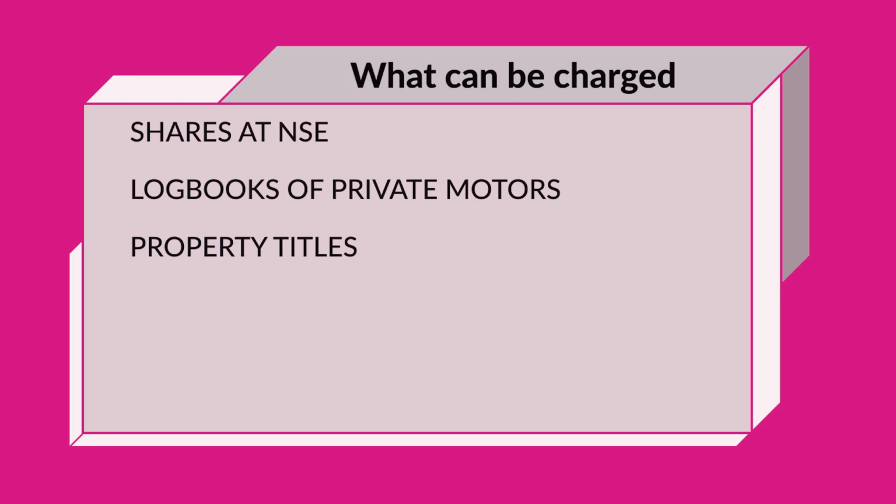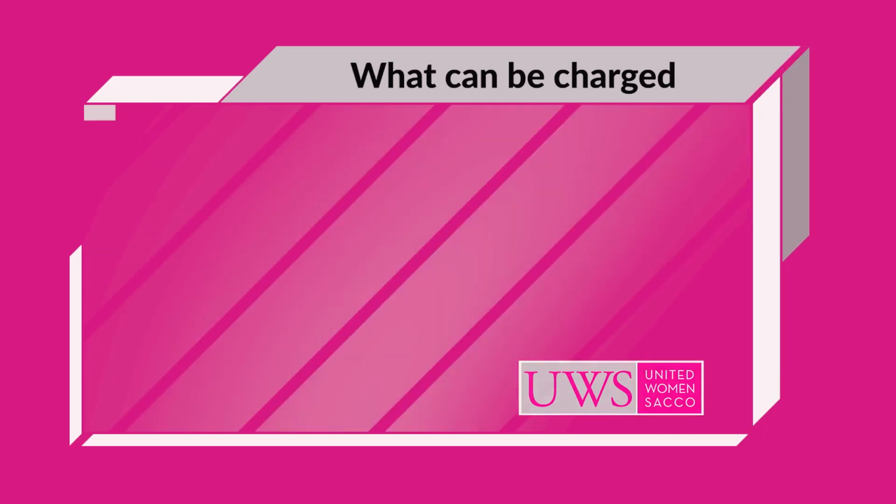In our lending policy, rather, in the circle, we have exactly what you can charge. So these are shares at NSE. You can have logbooks for private motor vehicles. Please don't bring a logbook for a matatu or a lorry. That shall not be accepted. And then we have property titles. So let's look at shares. So this will be shares that are trading at the Nairobi Securities Exchange. And members at times have brought certificates for land. These are not acceptable because they cannot be enforced.